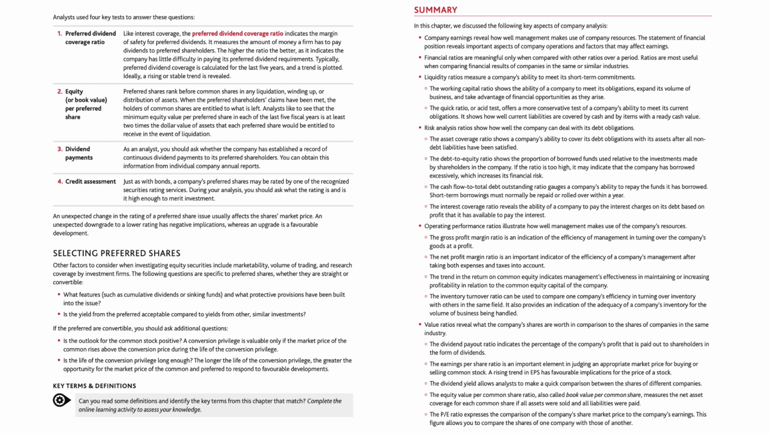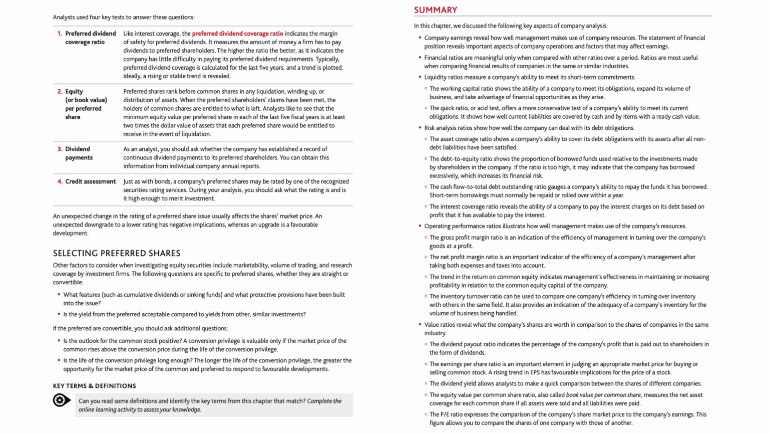2. The equity or book value per preferred share. Preferred shares rank before common shares in any liquidation, winding up, or distribution of assets. When the preferred shareholders' claims have been met, the holders of common shares are entitled to what is left. Analysts like to see that the minimum equity value per preferred share in each of the last 5 fiscal years is at least 2 times the dollar value of assets that each preferred share would be entitled to receive in the event of liquidation. Number 3, dividend payments.